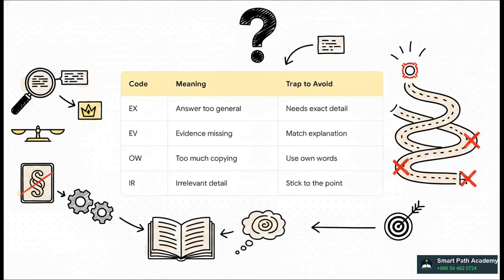EV means your evidence is just missing, or it doesn't match up. OW means you copied a bit too much and you really need to use your own words. And IR means you added irrelevant details. Stick to the point, be specific, and you will easily dodge all these traps.